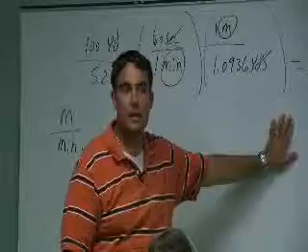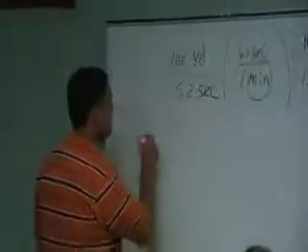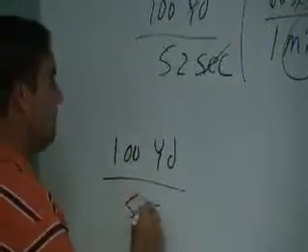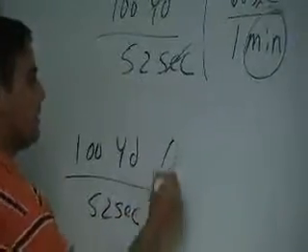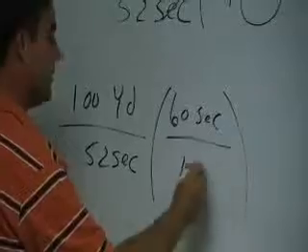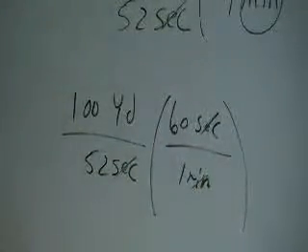All right. Now, if it was me, now I'm just a simple-minded country boy, right? So here's what I'm going to do. I'm going to do 100 yards divided by 52 seconds. And then I'm going to do 60 seconds divided by 1 minute. Now take note, I have not had to memorize nothing.